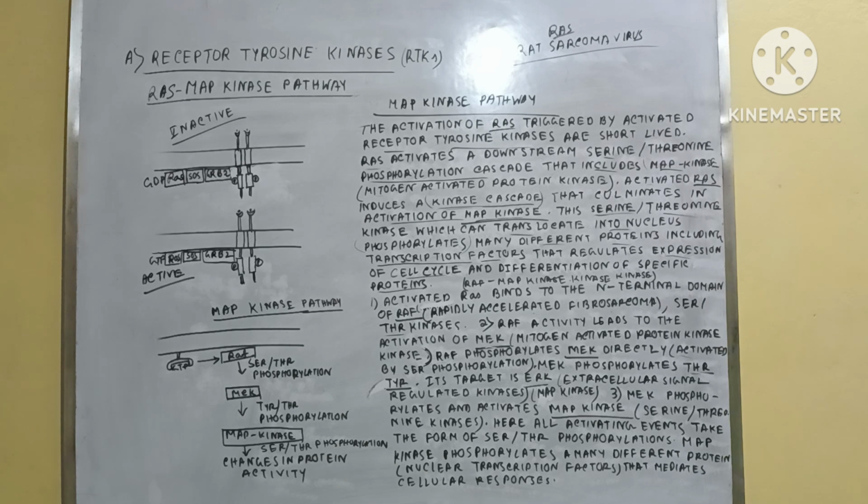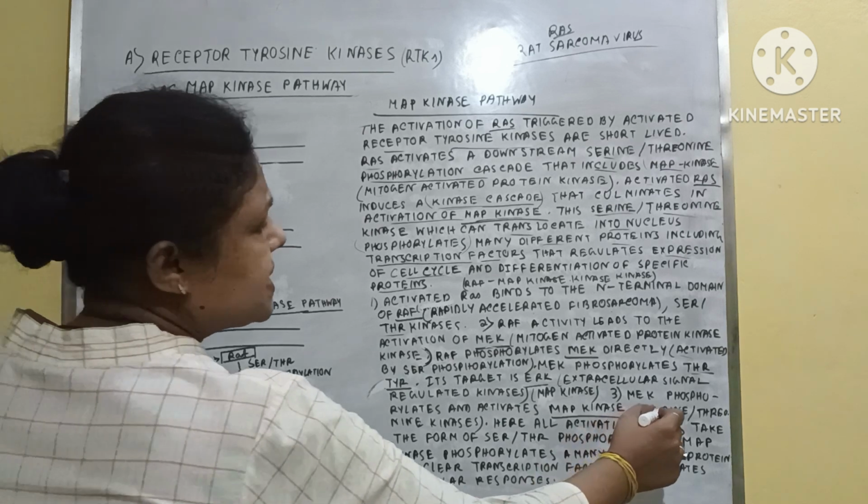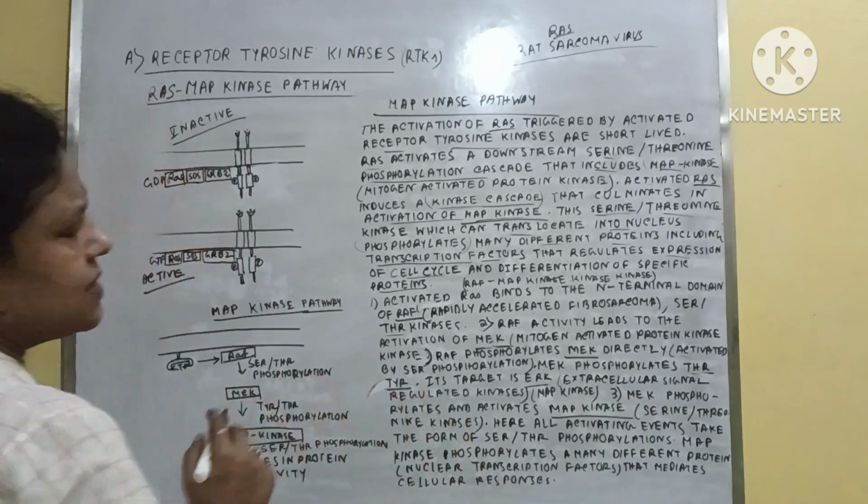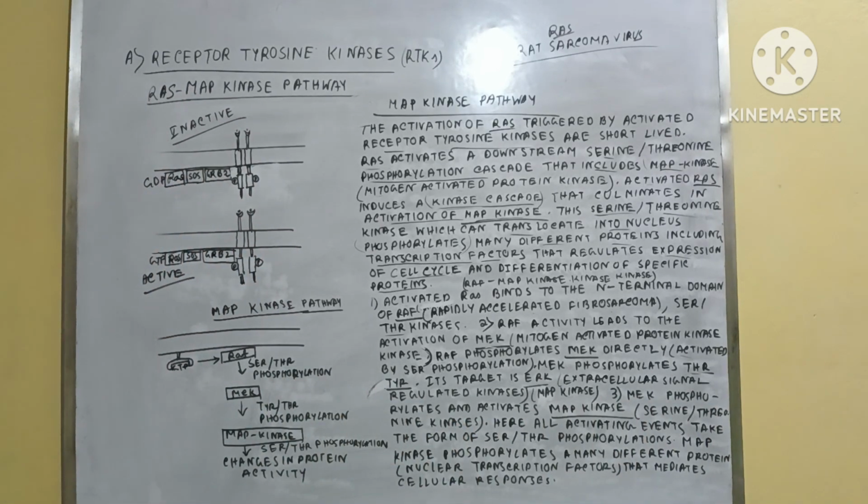ERK is the extracellular signal regulated kinase, or you can say MAP kinase. Number 3 is that MEK phosphorylates and activates the MAP kinase. And what are these? Serine and threonine kinases. Clear? Here all activating events take the form of serine threonine phosphorylations, and MAP kinase phosphorylates many different proteins that mediate cellular responses. So what is happening?